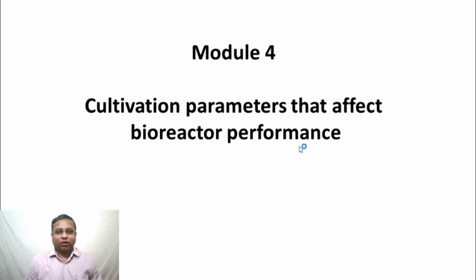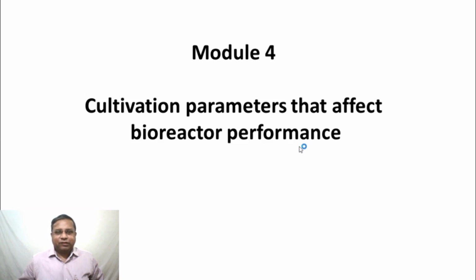We have a lot of cultivation parameters that we can measure, we can control, and so on and so forth. We had briefly seen some of these when we were introduced to bioreactors. And in this module, we are going to see how they affect the bioreactor performance and how we can optimize them so that we can get the best out of the bioreactor.